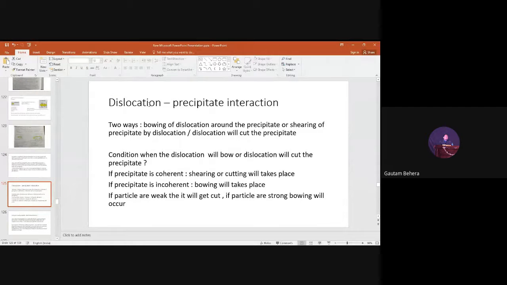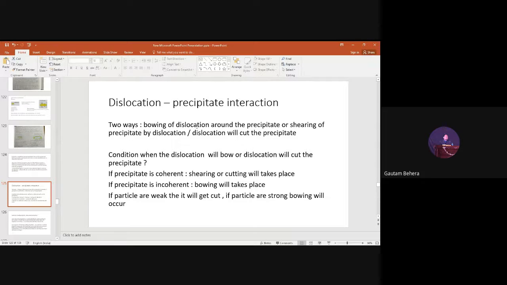Now this is the interesting one: dislocation-precipitate interaction. This is our main topic because this interaction will lead to strengthening. Two ways are there by which a dislocation will interact with the precipitates. The dislocation is moving, and there are two ways it can interact with the precipitate.